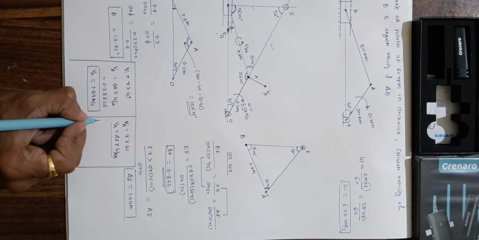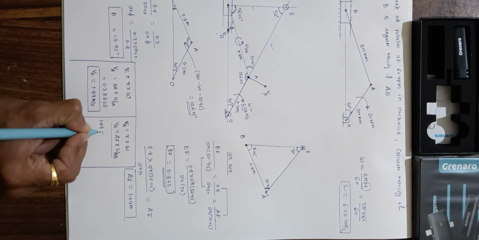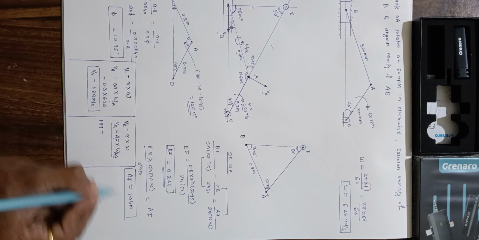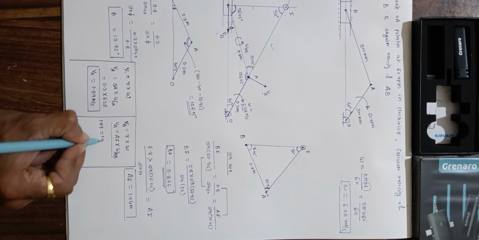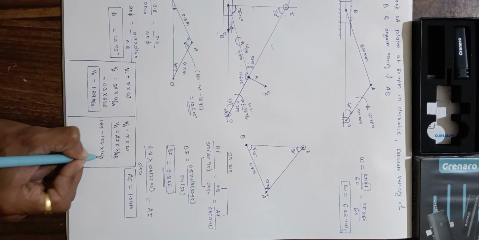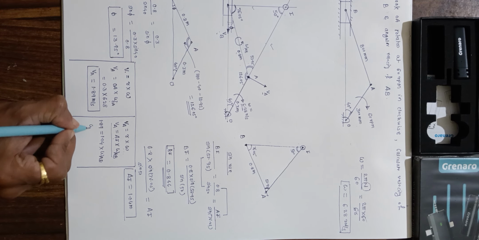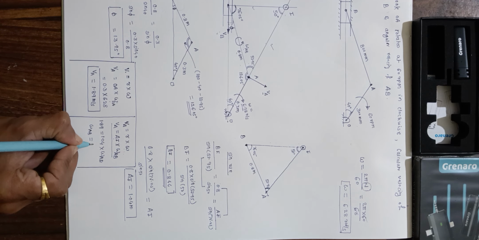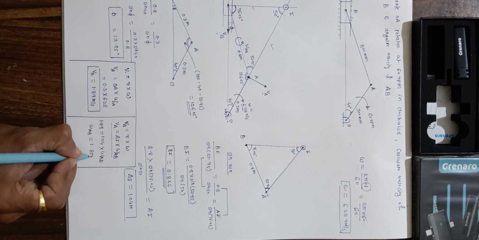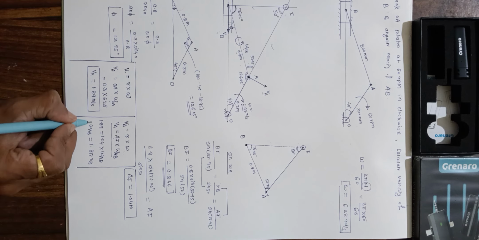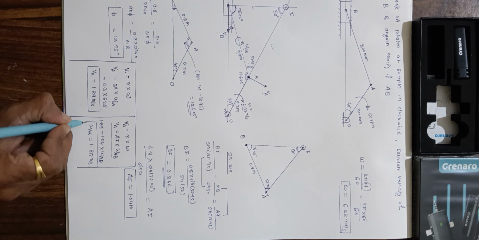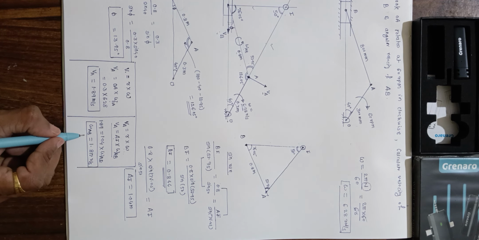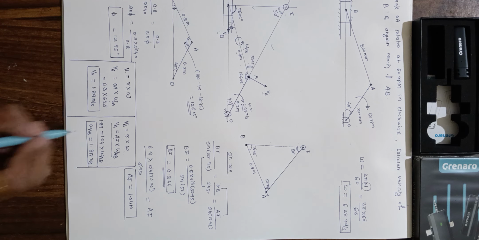Now put the value of VA, which is 1.89. This is equal to distance AI, it is 1.04, into omega AB. So from this we will get omega AB, this is equal to 1.817 radian per second. So this is the angular velocity of the rod AB, which is the connecting rod.